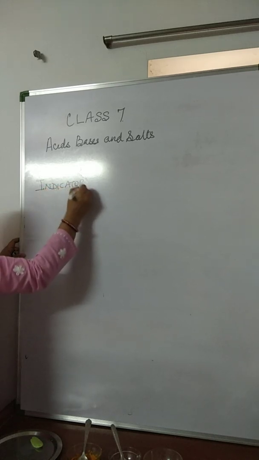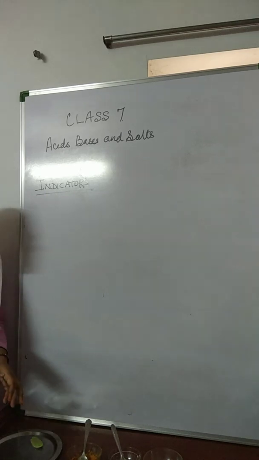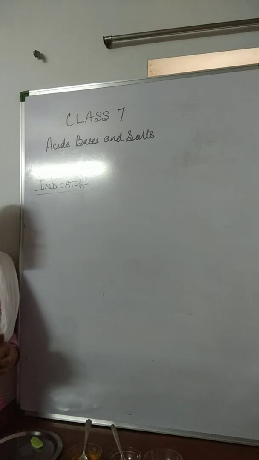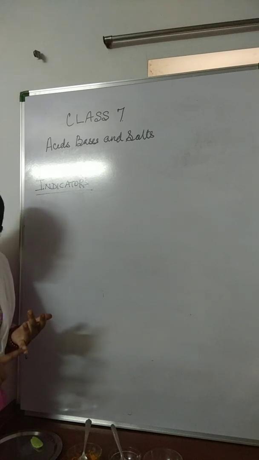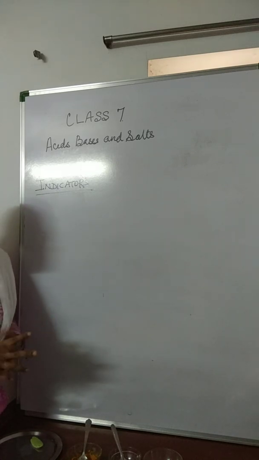Indicators. Indicators are those chemical substances which are added to a chemical substance and they change their color depending on the medium. Medium meaning whether it is acidic, whether it is basic, whether it is neutral.